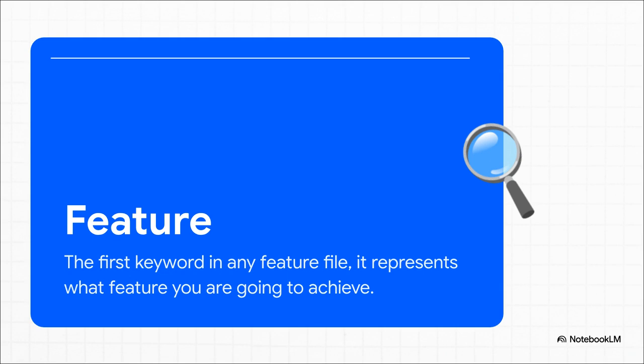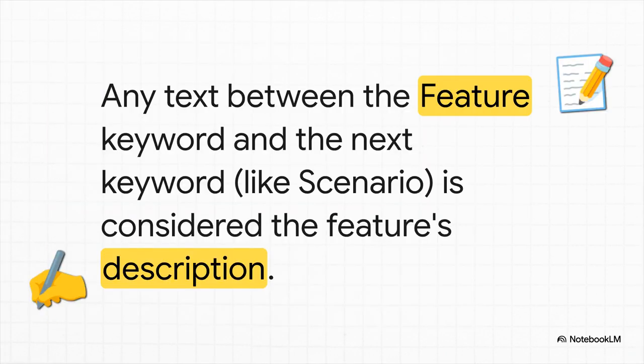Something like "Feature: user account login" tells everybody right off the bat what all the tests in this file are about. And here's a great little tip. You don't need a special keyword for the description. Any text you just type right between that feature line and the next keyword, that's it. That's your description. It is the perfect spot to add extra context, maybe some business rules, or any other important details.